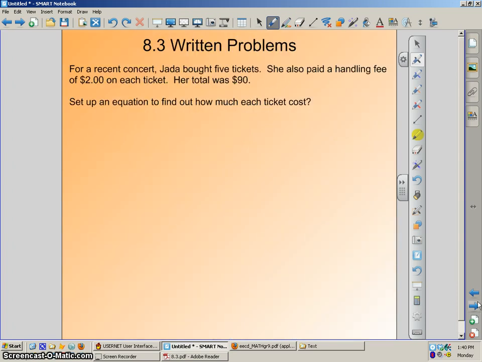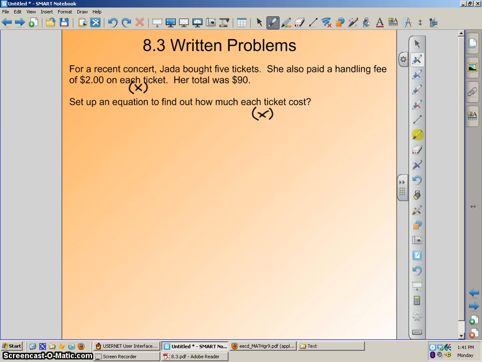Okay, third type of problem that we'll see in this section. Recent concert, Jada bought 5 tickets. She also paid a handling fee of $2 on each ticket. Her total was $90. Set up an equation to find out how much each ticket cost. So let's find out what we don't know. We want to figure out what x is, and we know it's sort of involved twice in the problem.